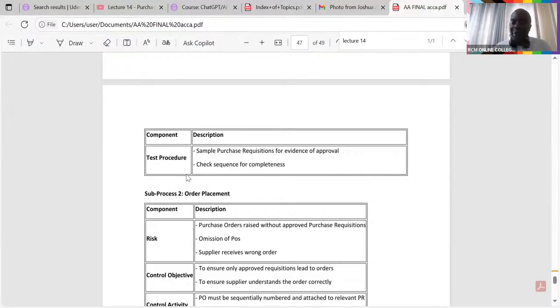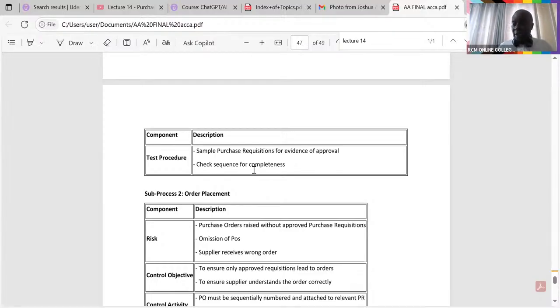So the test procedure by the auditor is one. What do I do on a sample basis? I will sample purchase requisitions for evidence of approval. That is really, really important. Those signatures, are they there? And then I will check the sequence for completeness.